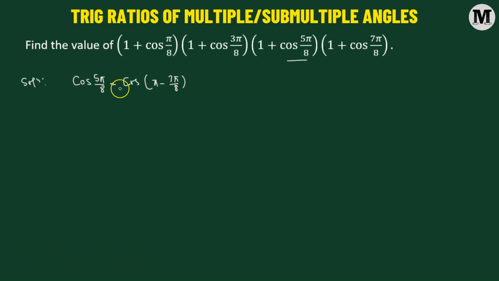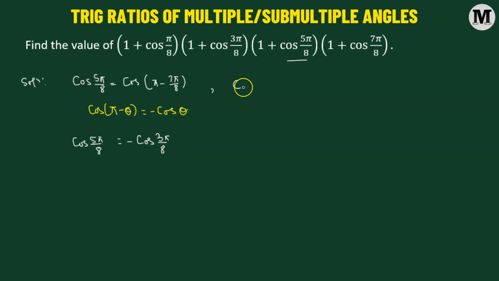Pi minus 3 pi over 8 is equivalent to 5 pi over 8. The moment we write it in this fashion, we can use the fact that cosine of the angle pi minus theta is equivalent to negative cosine theta, which means that cosine of pi minus 3 pi over 8 equals negative cosine 3 pi over 8. On the left-hand side we have cosine of 5 pi over 8, which tells us that cosine 5 pi over 8 is exactly the same as negative cosine 3 pi over 8.